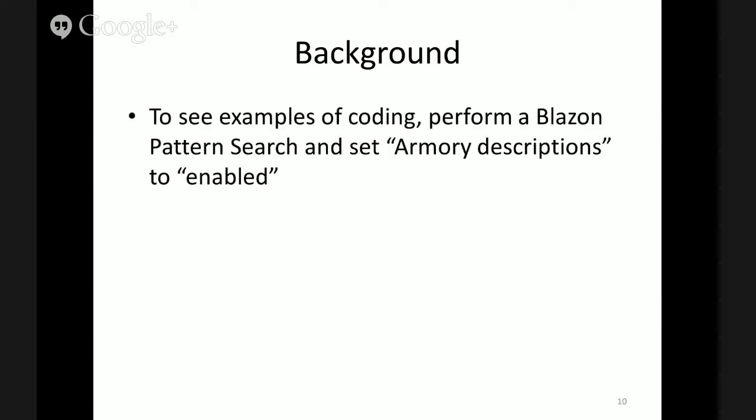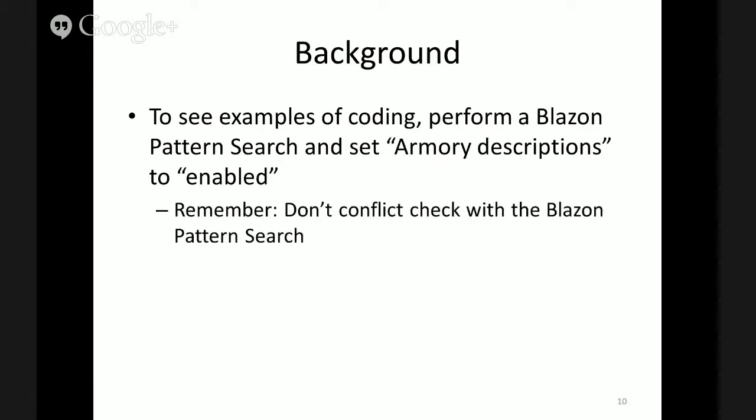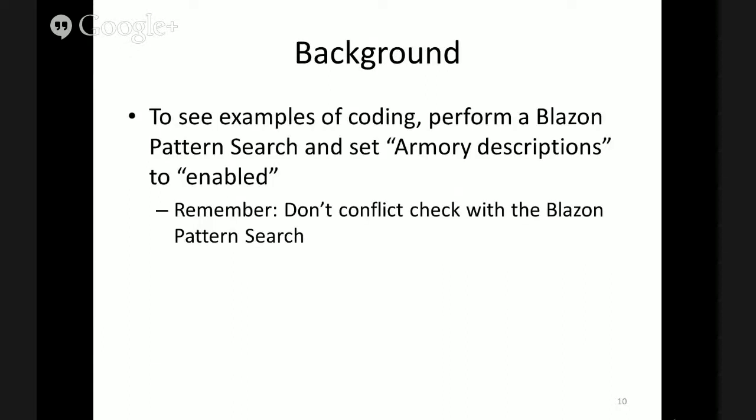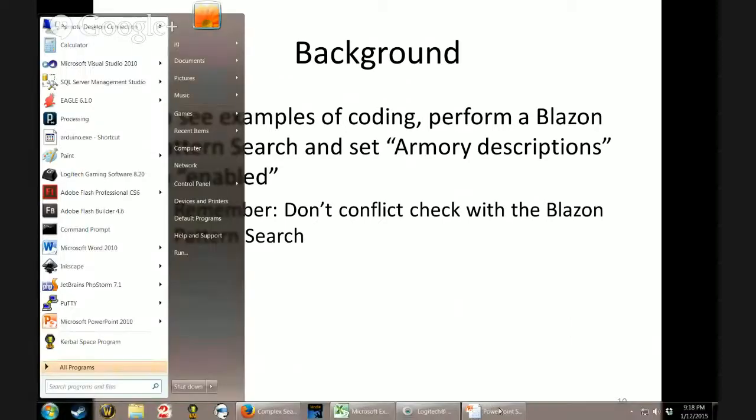So, how do we see examples of the coding? The easiest way is to perform a blazon pattern search and set Armory descriptions to enabled. Remember, we're not conflict checking with it. We're just looking at the blazon pattern. So let's take a look at that.